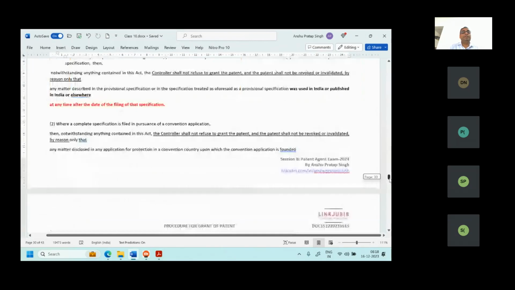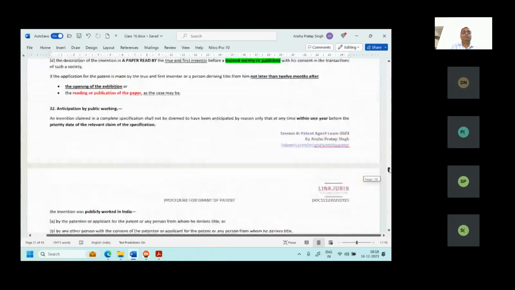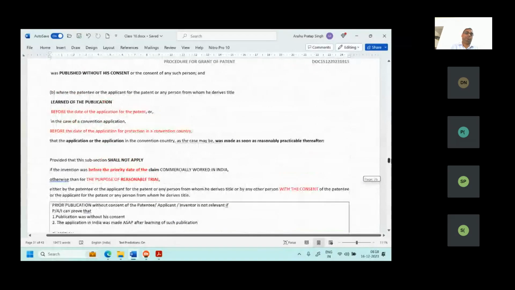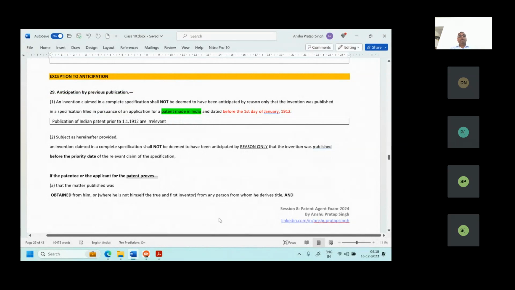So this is 33 and 34. In 34, it says the same thing. Okay, so in total there are 29, 30, 31, 32 and 33. Now, when we are talking about this, we have to just remember how it is being claimed. Now, anticipation by previous publication: we have said anything prior to 1/1/1912, we are not worried.